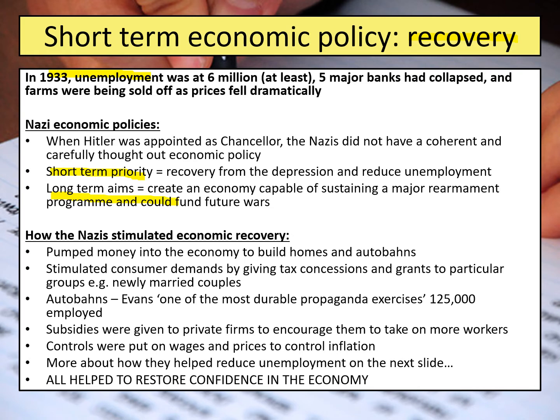So let's think about how did the Nazis try and help Germany recover from the Great Depression? How did they stimulate economic recovery? Well, they did this in loads of different ways. They generally pumped a lot of money into the economy to do things like building homes and autobahns. And they used the National Labour Service, or the RAD, to do this.